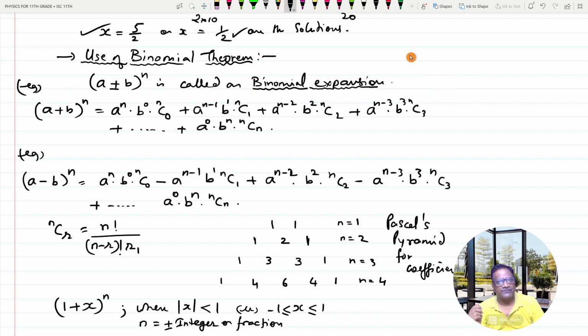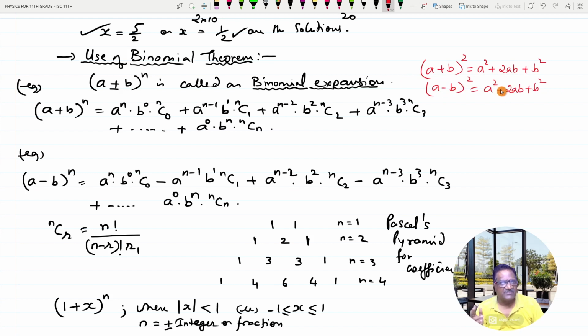For example, suppose I give you an example of this binomial expansion. Suppose a plus b whole raised to 2. This is an example of binomial expansion. The answer for this will be a square plus 2ab plus b square. Now if you do a minus b the whole square, then it will be a square minus 2ab plus b square. So these are known as binomial expansions.